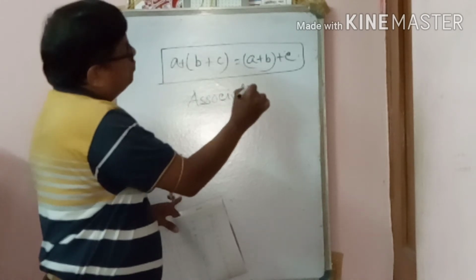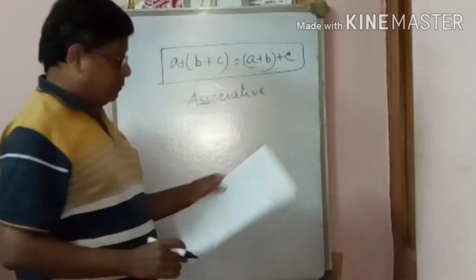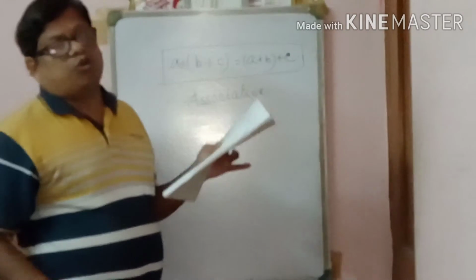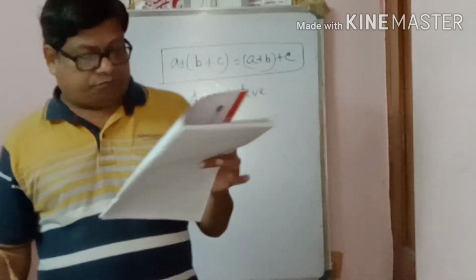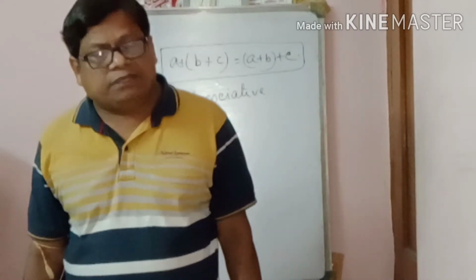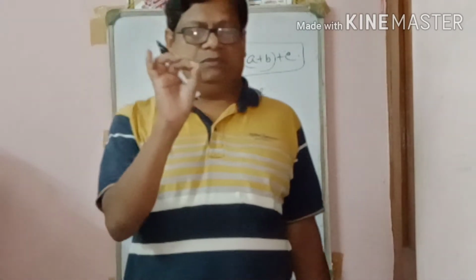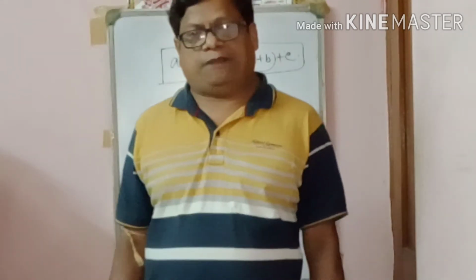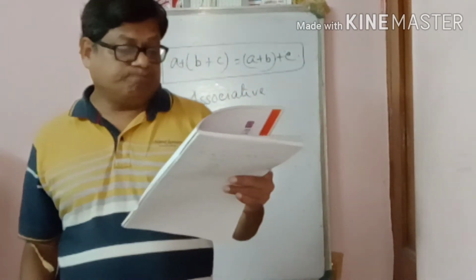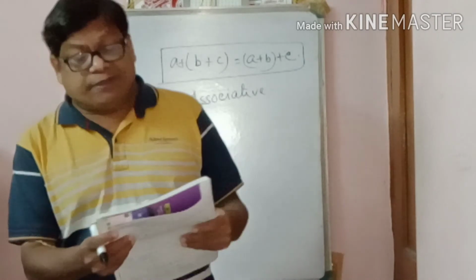Here 4 options are there: commutative property, associative property, distributive property, and all of these. So the answer is associative property. Okay.